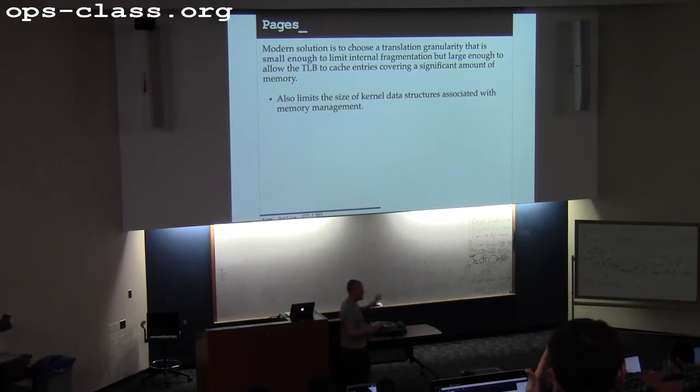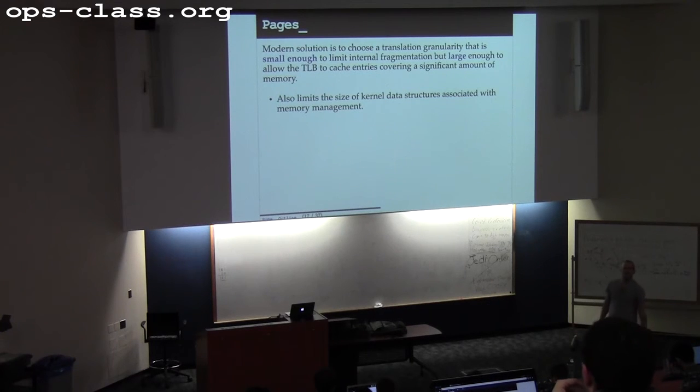And depending on the size of this unit of granularity, this also determines the size of the data structures that the kernel has to maintain. So this is another trade-off. As these get bigger, it takes fewer of them to map the same amount of virtual memory, and any kind of data structure that's related to memory management gets smaller.